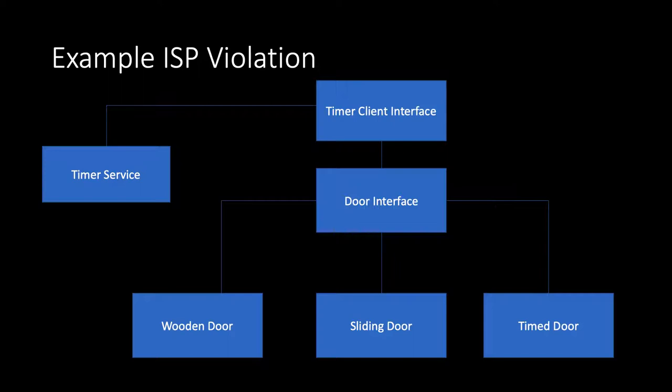The problem is that even though the wooden door and sliding door do not have any timer feature, they would need to implement the timeout method since it is part of the door interface now. And this causes the violation of the interface segregation principle because it says clients should not be forced to depend on methods they do not use. So what's the best way to look for this? The best way to look for this kind of violation is to look for this particular scenario. And that's pretty good. Now you know how it gets violated.